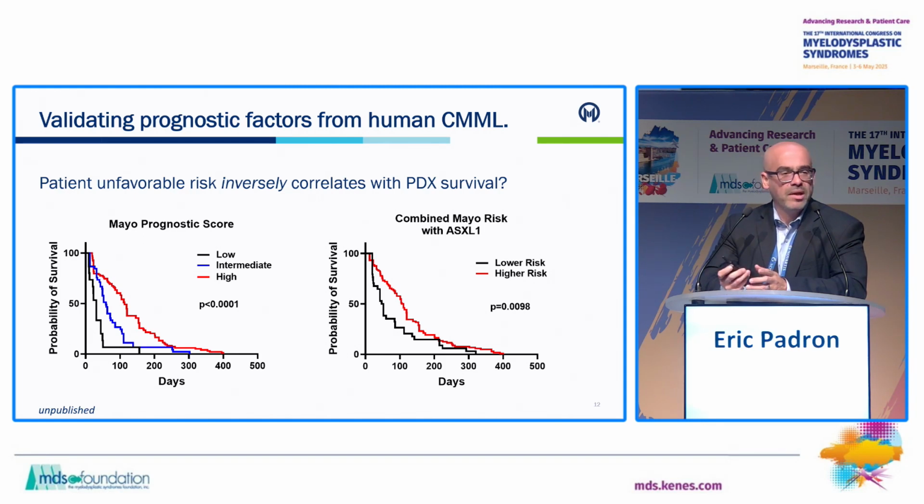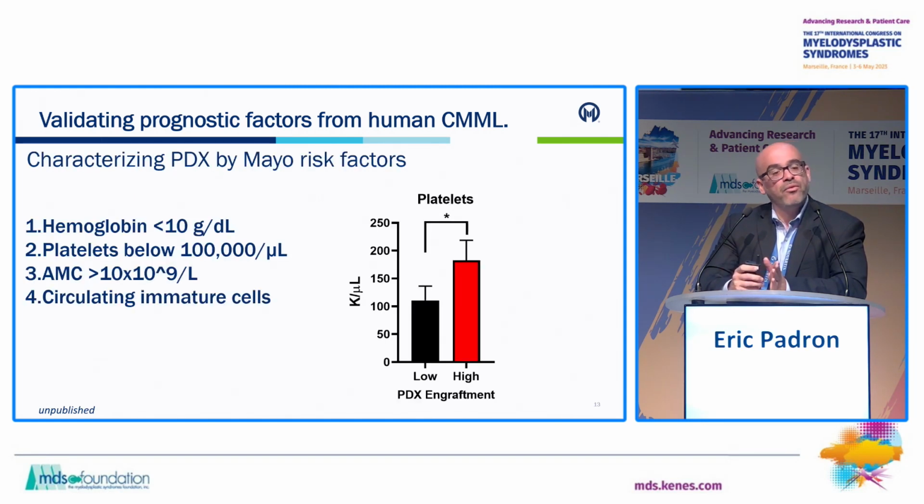So we started to ask, well, why is that? So we went through every parameter in the Mayo model: hemoglobin, platelets, monocyte count, circulating immature cells, and the only thing that popped out was an increase in platelet count. So if the patient had an increase in platelet count, that predicted for high engraftment and poor survival. So it got us to think about what other features could be discerned from these high engrafting PDXs.